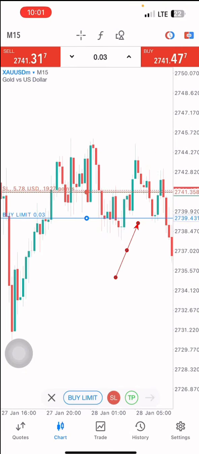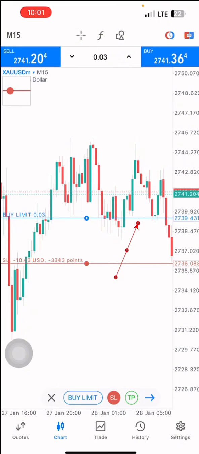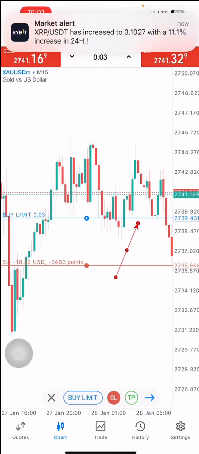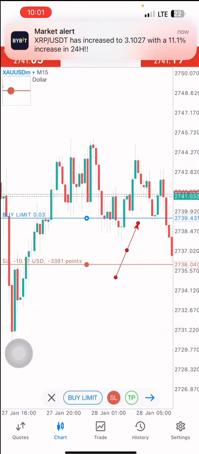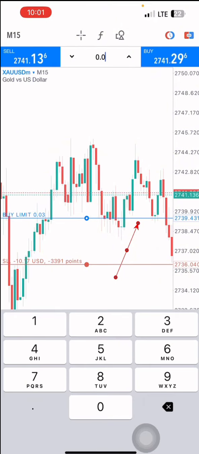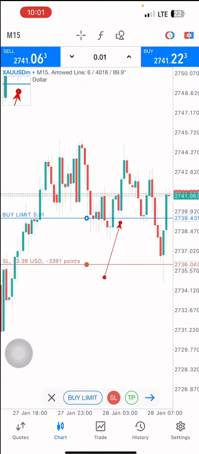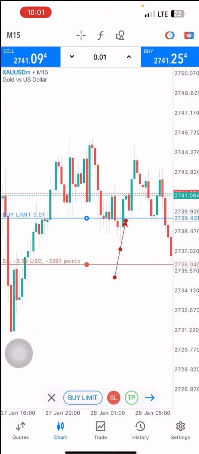Tap on SL. It's going to show like this. Move it. It moves. Move it to the SL price that you are given, 2736. Try and get it as close as possible. I know it will be hard. Just try and get it as close as possible. Now, from this trade, let's say you're using 0.01. From this trade with 0.01, I know that if I enter at this current market price that we're assuming, I'm going to be losing $3.39.